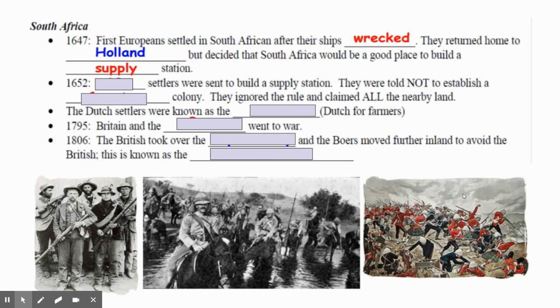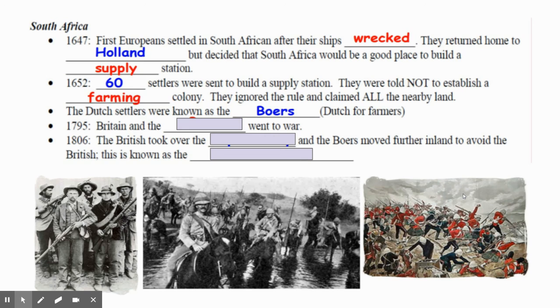So in 1652, roughly 60 settlers went to South Africa and they built a supply station. They were all told not to establish a farming colony. Well, that's what they did. They all ignored the order, and they claimed all the nearby land, and they established a farming colony. These settlers are going to be known as the Boers. It's a Dutch name for farmers.